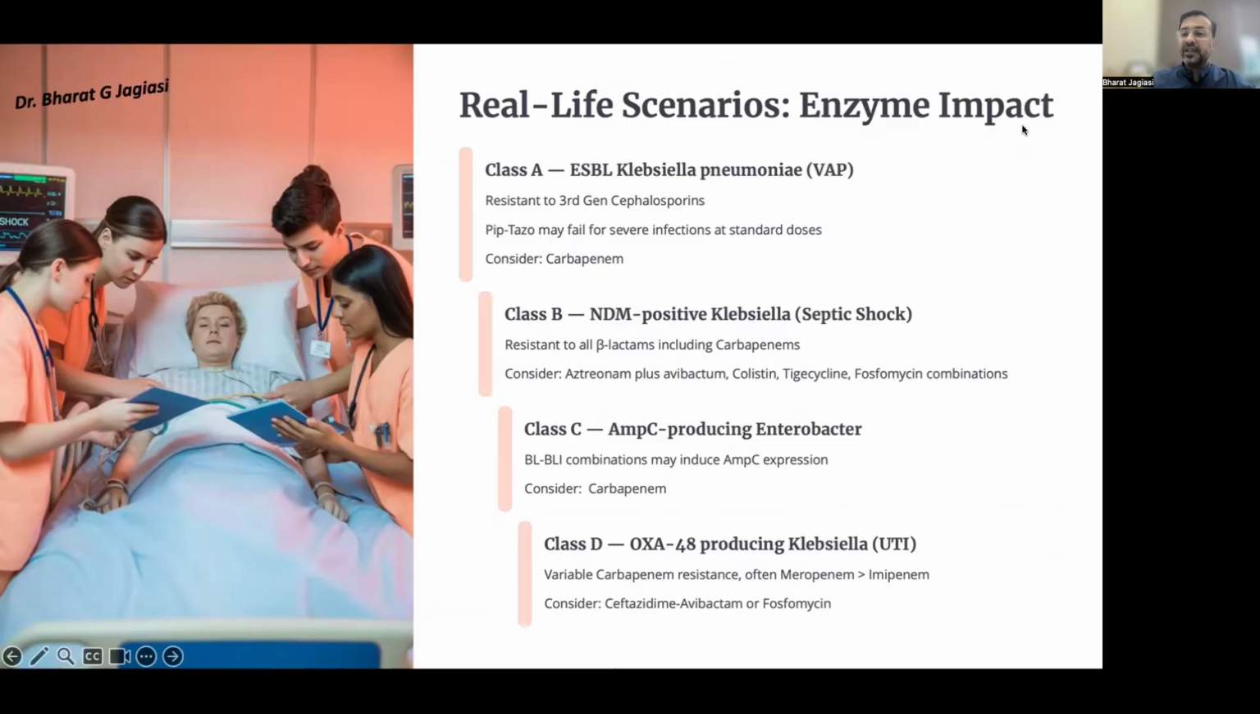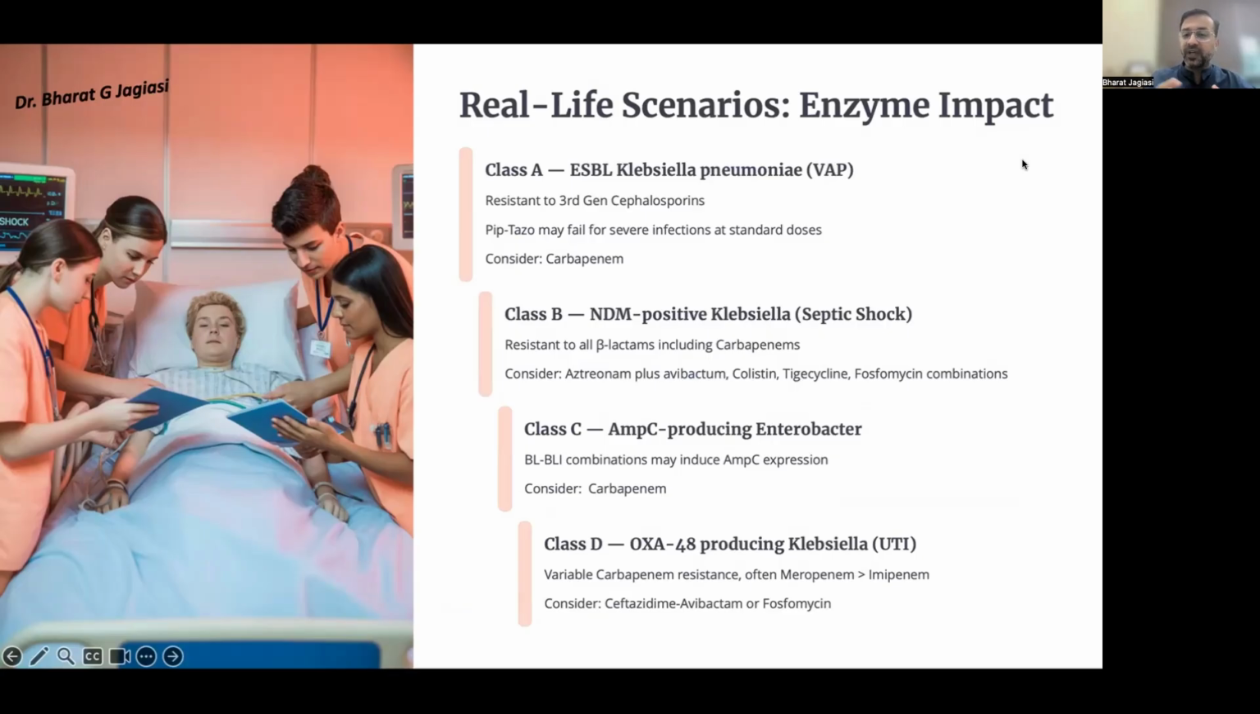So when you talk of the real life scenario, enzyme impact: when it's class A and we have ESBL Klebsiella, maybe a patient who has a VAP, those are resistant to the third generation cephalosporin. Piperacillin tazobactam, that is BL-BLI, may fail for the severe infection at standard dose, as we understood. So consider carbapenem. When it's NDM and the organism is Klebsiella, and the patient is in septic shock, those are resistant to all beta-lactams, including carbapenem.